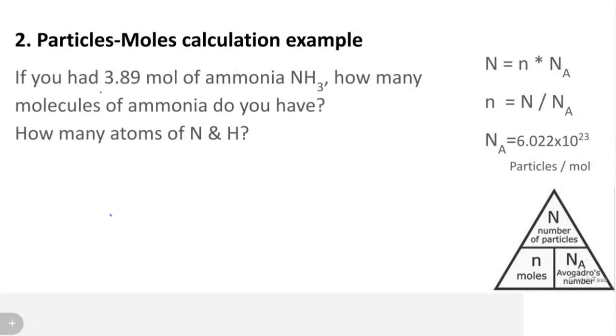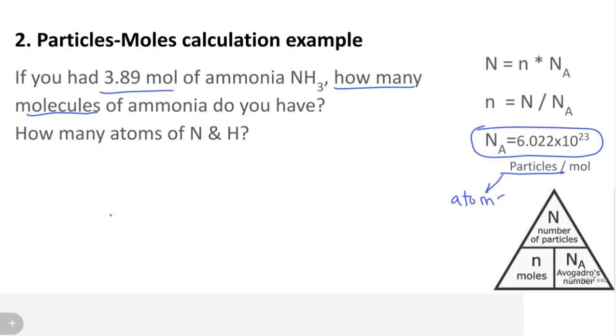Alright, when we have 3.89 moles of a chemical, in this case ammonia, NH3, it asks how many molecules. One of the things to keep an eye out for in mole-particle conversion questions is that Avogadro's number, 6.022 times 10 to the 23, represents any type of particle. And particles might include atoms, it might include molecules, as this question does, or it might include formula units when we're talking about an ionic compound. These are all different names for different types of particles, but they all are represented by Avogadro's number.